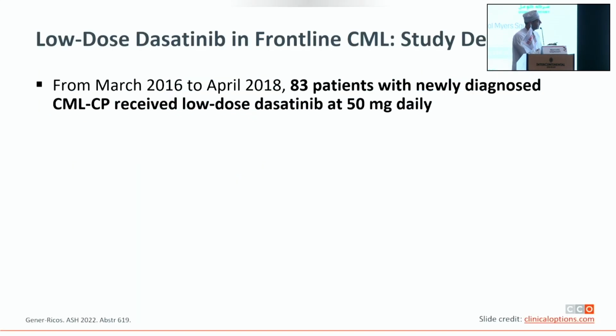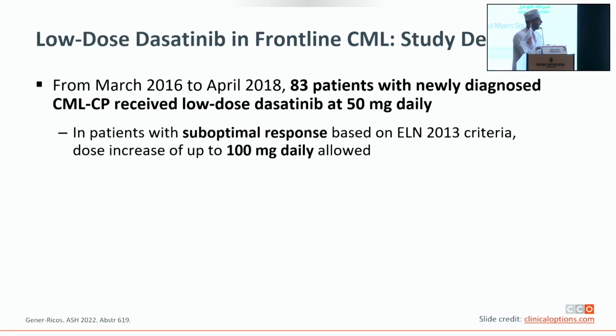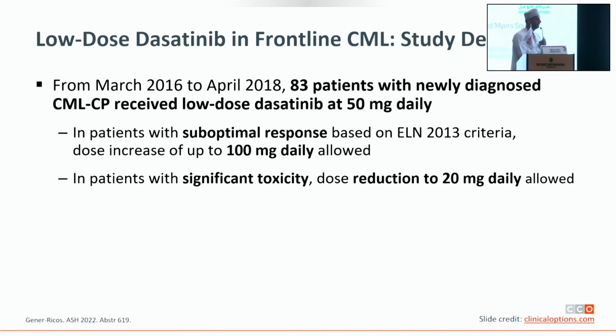For newly diagnosed CML, 83 patients were enrolled into the study, and they were started on 50 milligrams. Patients who had a suboptimal response were increased to 100 milligrams daily, based on the ELN guideline. Those who had significant toxicity were decreased to 20 milligrams daily. So there was dose escalation and dose reduction based on efficacy and toxicity.